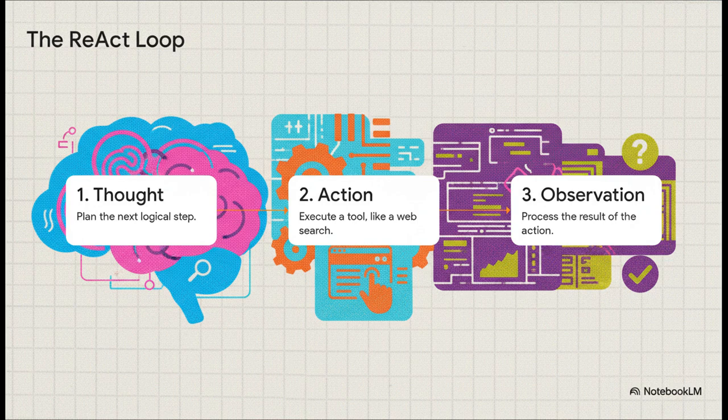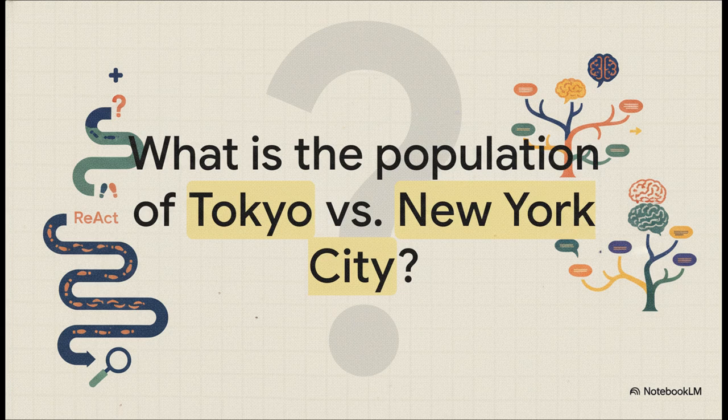It's this continuous loop of thinking and doing. At its core, the ReAct loop is actually beautifully simple. First, the AI forms a thought, a plan for its very next step. Then it takes an action, which is usually firing up a tool like a web search. And finally, it makes an observation based on what it found, which then fuels its next thought. It just keeps repeating this cycle until the job is done.